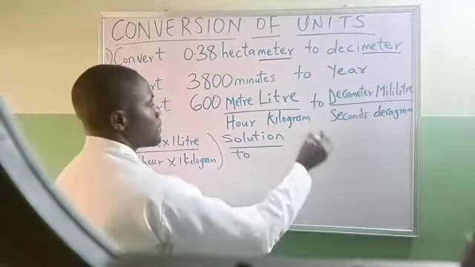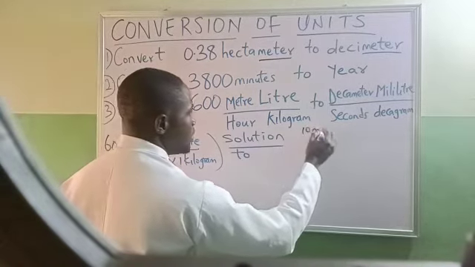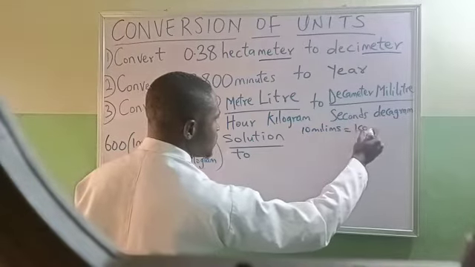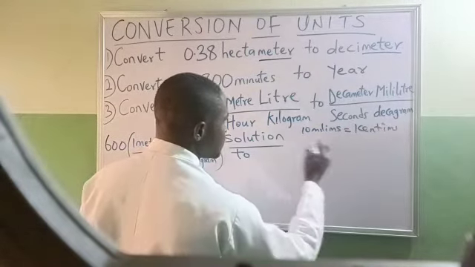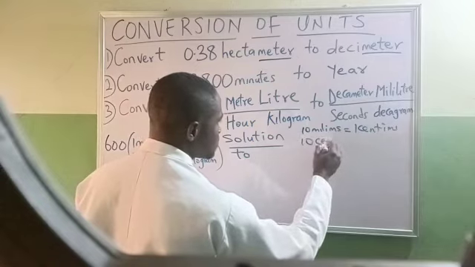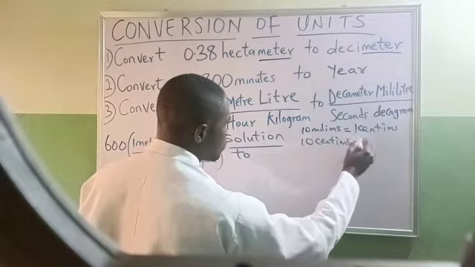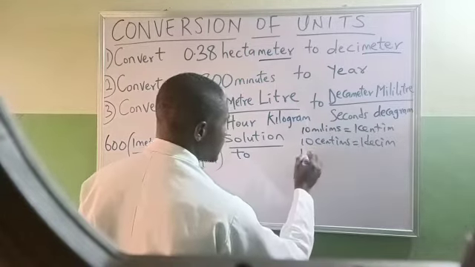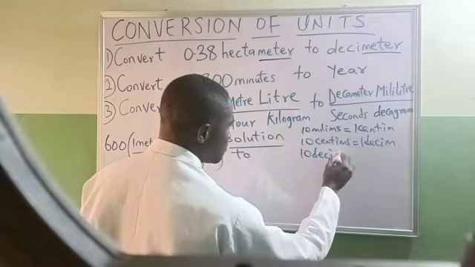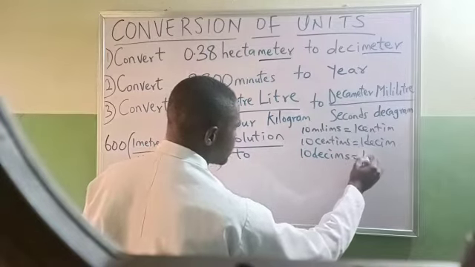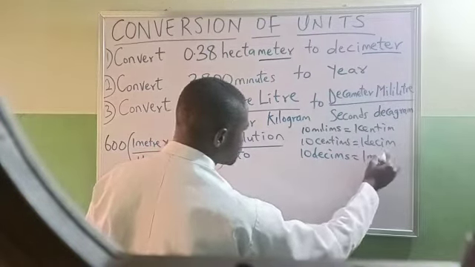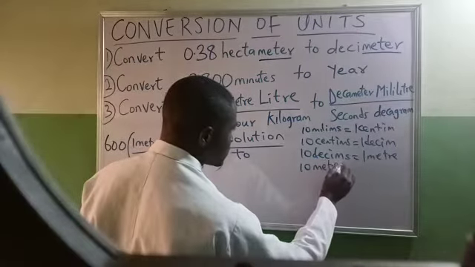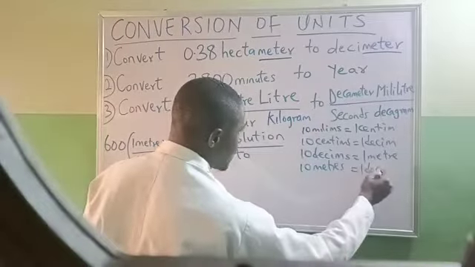Let's get 10 millimeters equals to 1 centimeter. 10 centimeters equal to 1 decimeter. 10 decimeters equal to 1 meter. 10 meters equal to 1 decameter.